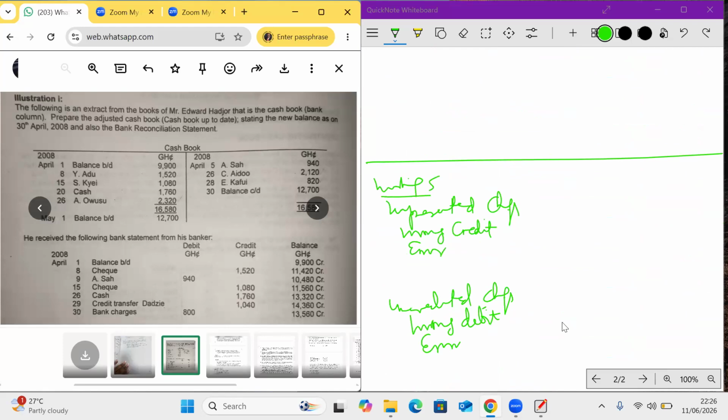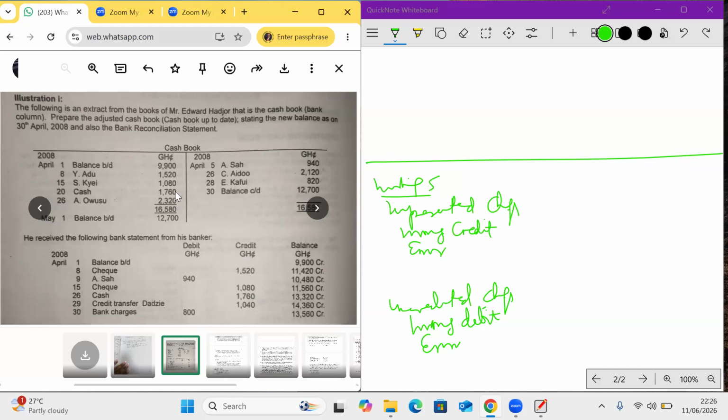The 2,320 is on the debit side of the cash book. It's not on the credit side. Listen to me. So what does it mean? Where do we classify it between these two?